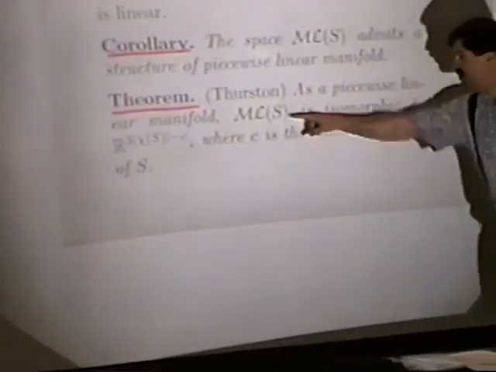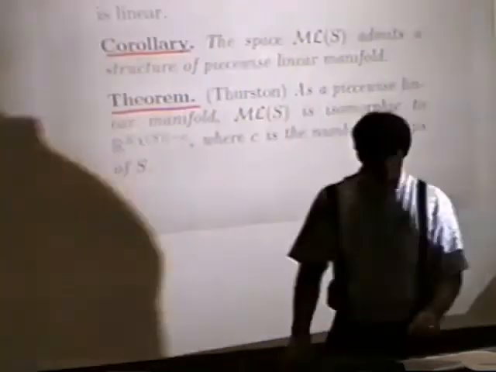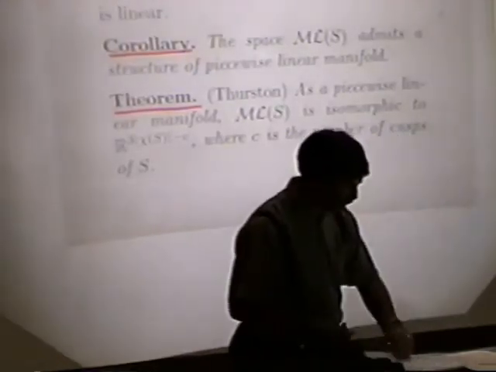And then something which is not too important here is that the person was also able to completely determine the topology of this space, and it's just some Rn where n is this thing here, 3 times the characteristic of the surface minus the number of curves. I mean, the formula is not important. It's not even important for the talk.